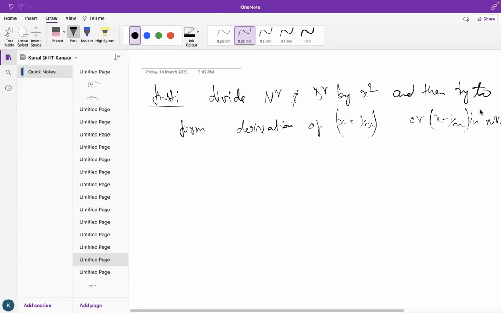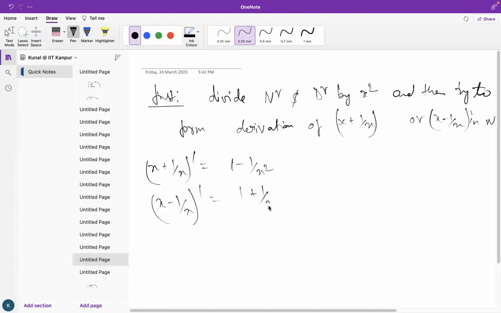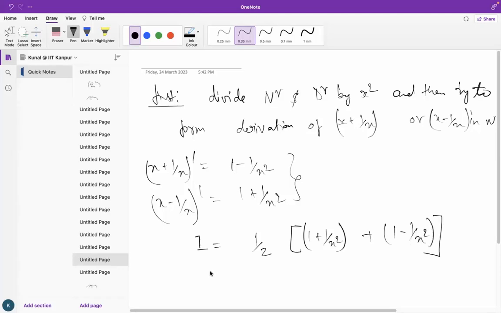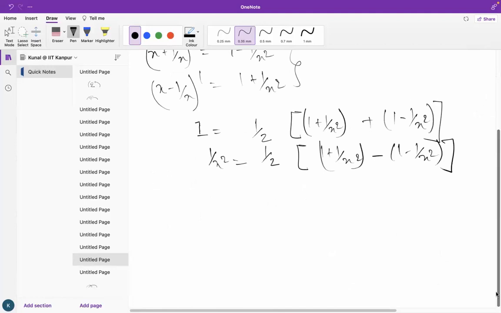And we know that the differentiation of x plus 1 by x is 1 minus 1 by x square, and the differentiation of x minus 1 by x is 1 plus 1 by x square. Okay, and we know that we can also write 1 as 1 by 2 of (1 plus 1 by x square plus 1 minus 1 by x square), and we can write 1 by x square as 1 by 2 of (1 plus 1 by x square minus 1 minus 1 by x square). Okay, so we just use this kind of step to solve this kind of problem.